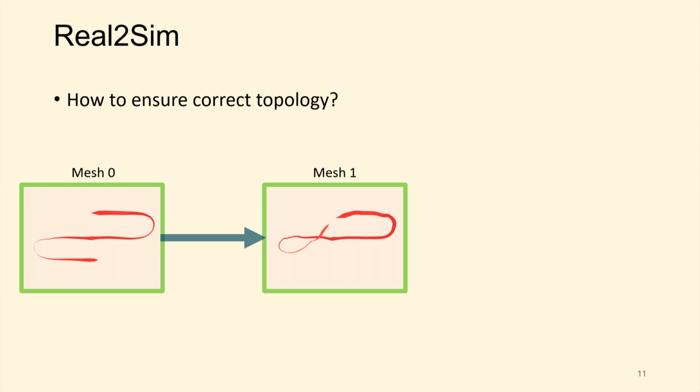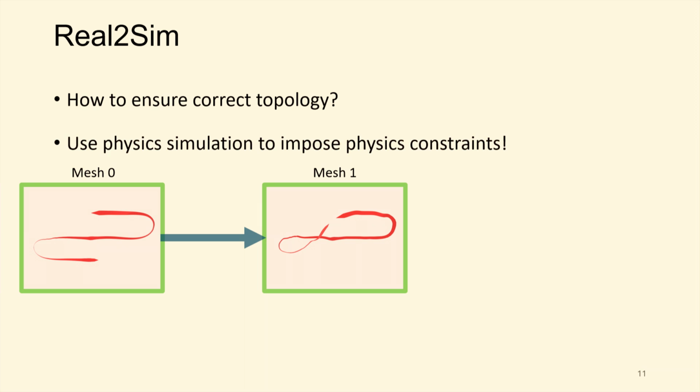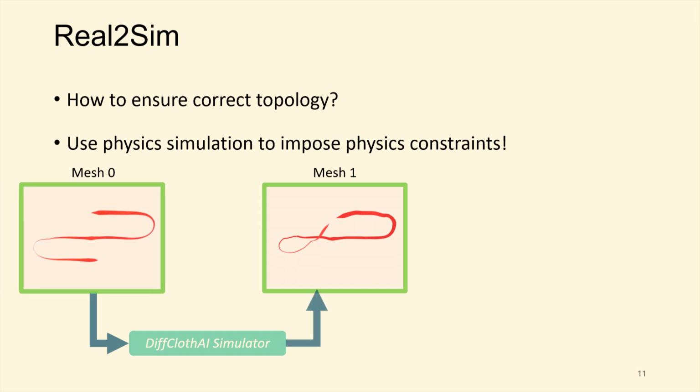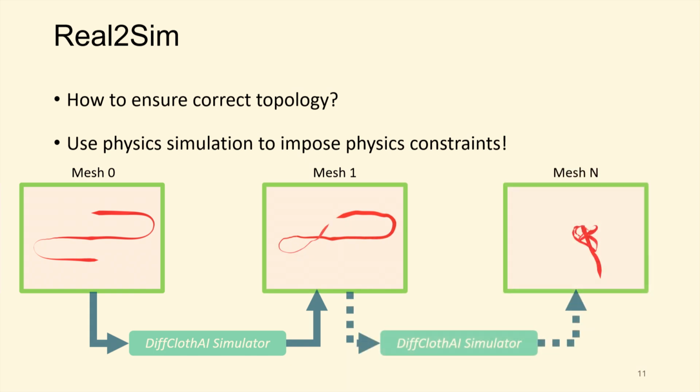And our solution is to integrate physics simulation in this process, and it can provide some physics constraints. Concretely, we load mesh 0 into a simulator, and then manipulate the mesh in the simulator to get estimation results, and we do this iteratively.